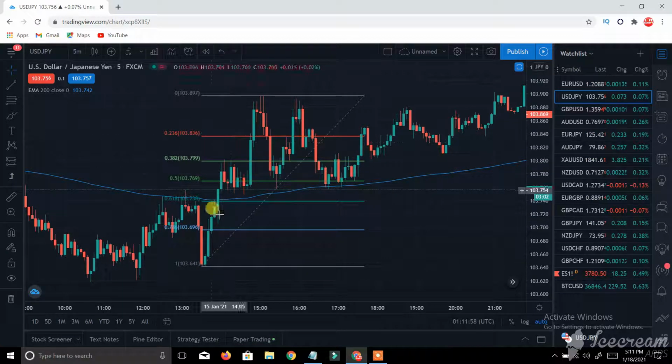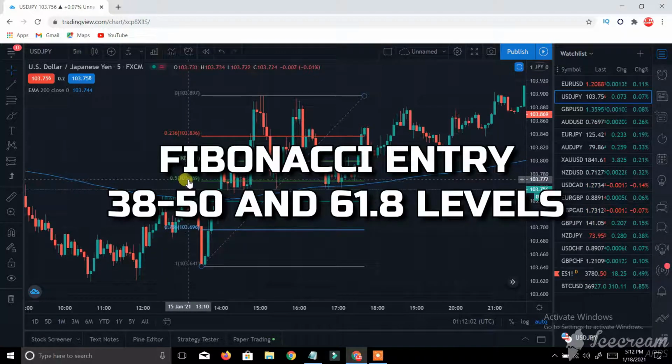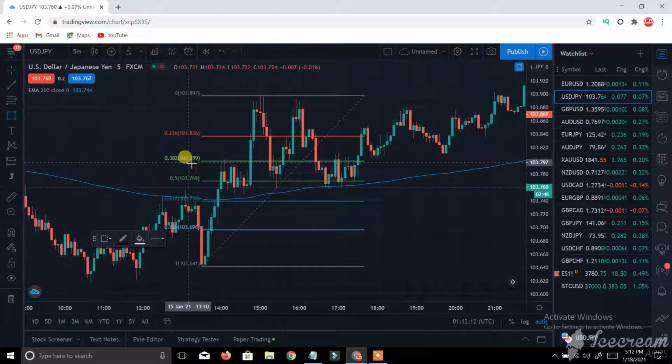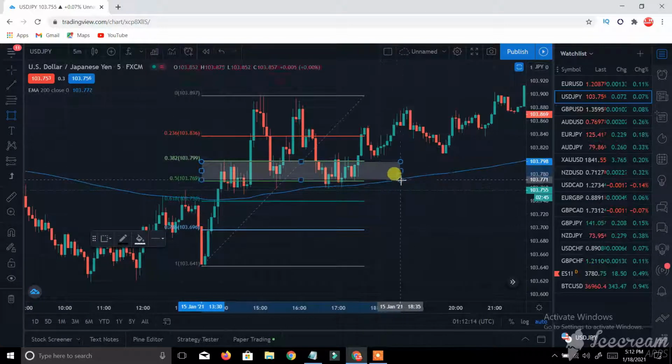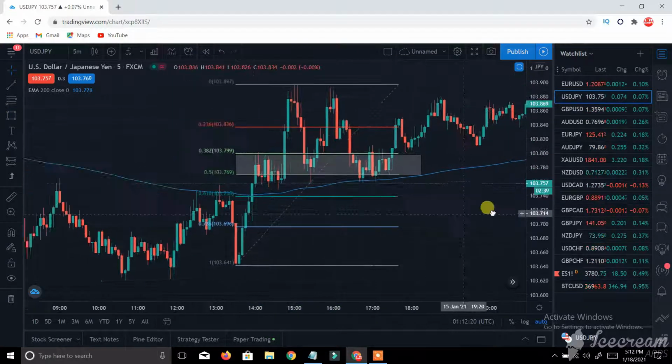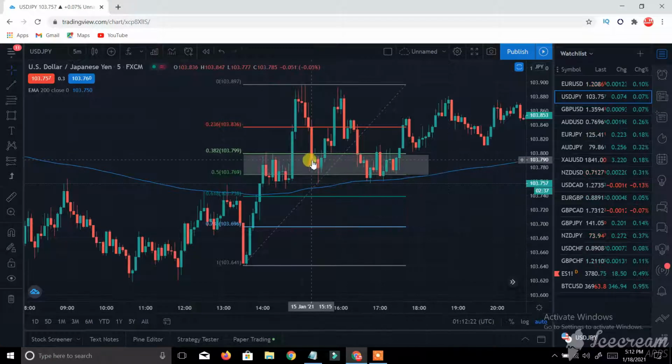So I'm looking for an entry on the 50, the 38.2, or the 61.8 zone. Any of these three levels, I'm looking for an entry. And as you can see at this point, an entry occurred in between the 38 and the 50 zone. All right, so at this point you can see that we've got an entry.